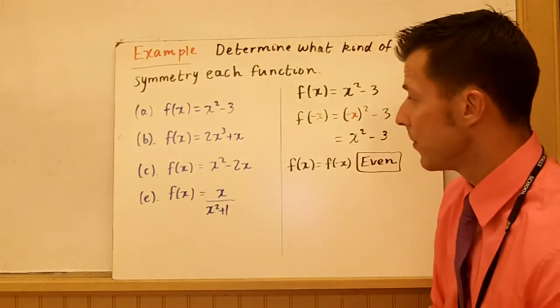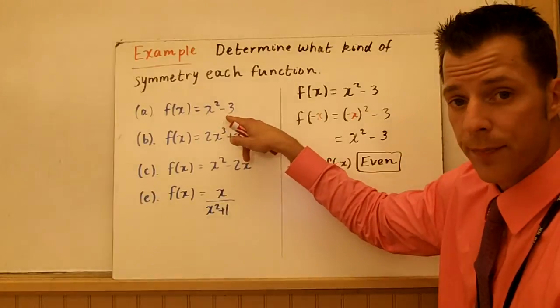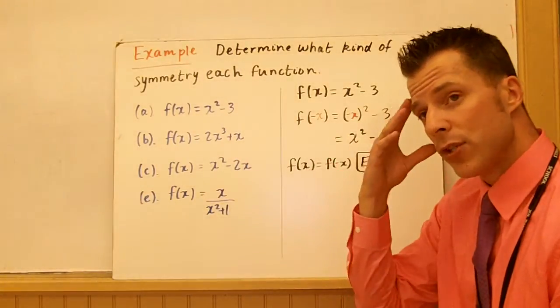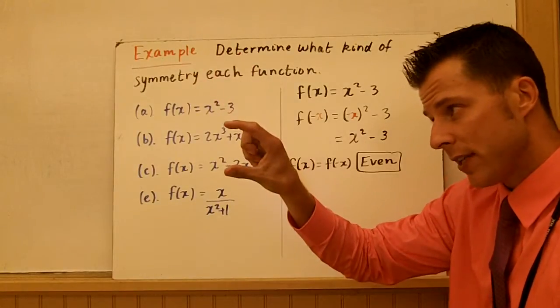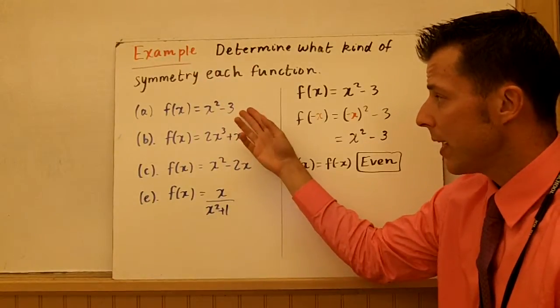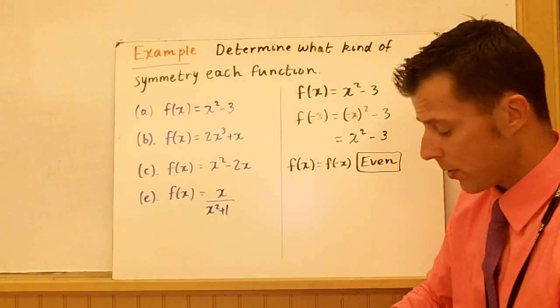So let's look. Here's our first function, f of x equals x squared minus 3. Now visually I think of x squared, that's even, and I just shift the graph down 3 units. Mathematically or visually, hopefully you can see that this is going to be even. But let's check it out algebraically.